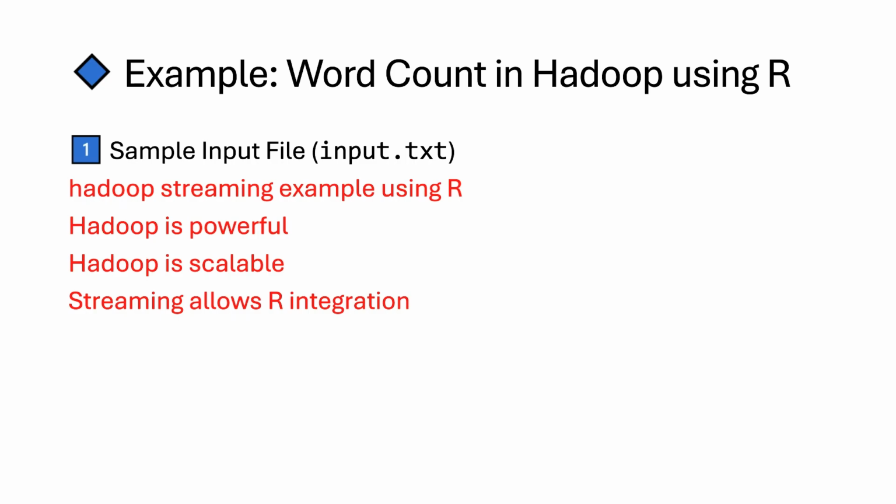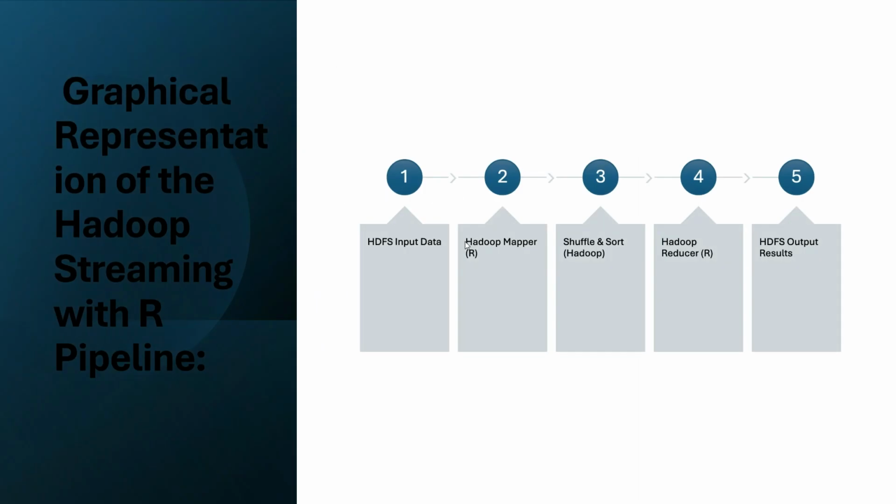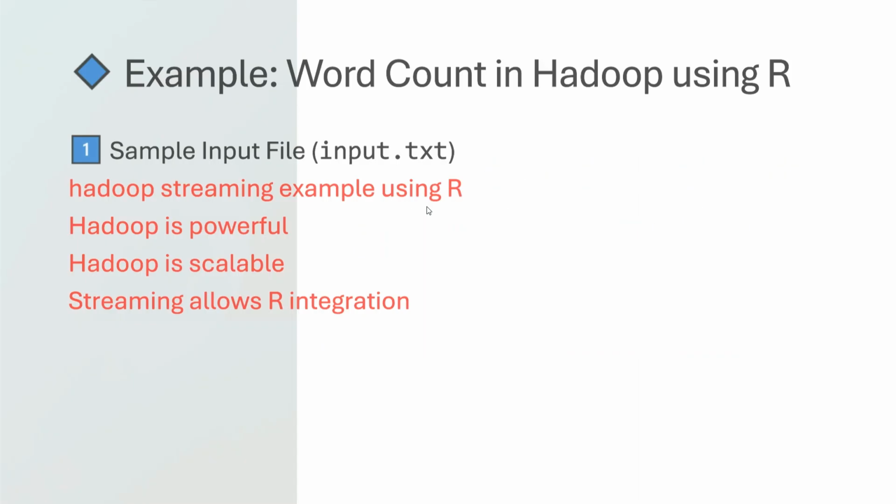Let's say, for example, this is our input text file. So we can see that on the first page, this is our input data. Inside the input data, we have the text: Hadoop streaming example using R. This is our first line. Second line is Hadoop is powerful. Third line is Hadoop is scalable. And the fourth line is streaming allows R integration. So these are the four lines.